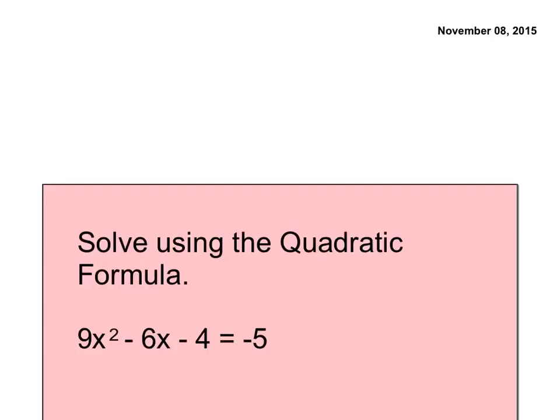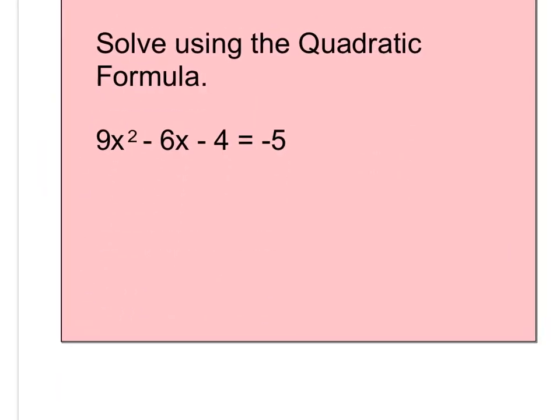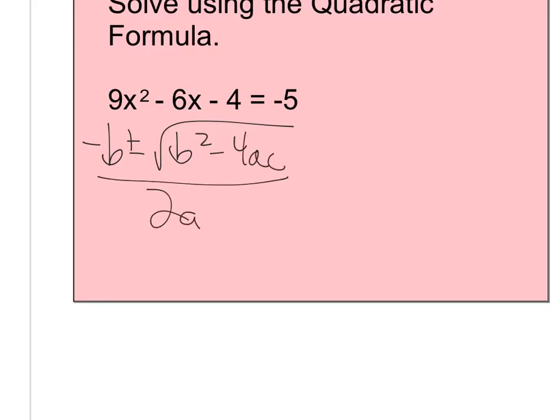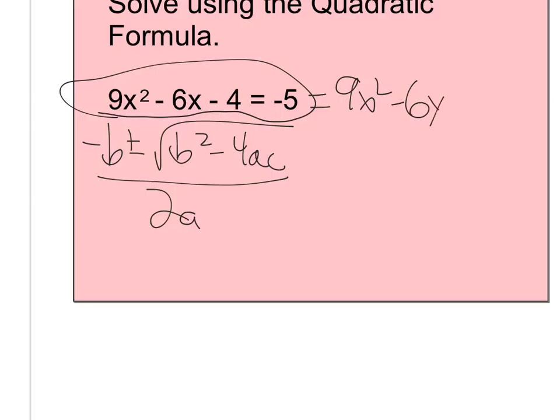Now, using the quadratic formula basically means this: negative b plus or minus square root of b squared minus 4ac, everything over 2a. Don't put the 2a underneath the square root. Some kids do that. So doing this, I've got to bring this 5 over so everything equals 0. So that's going to be 9x squared minus 6x plus 1 equals 0.